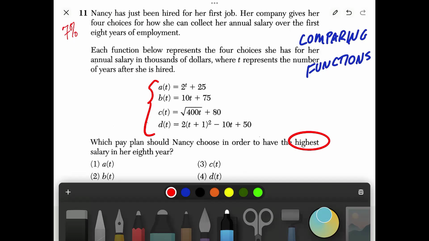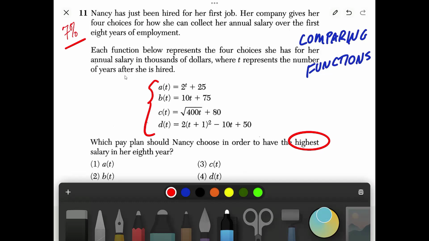Now, I want to take my time on this one because only 7% of you got it. And I want to make sure you understand it because this is not a very tough question if you know what you're looking for. So I'm going to read this. It says, Nancy has just been hired for her first job. Her company gives her four choices for how she can collect her annual salary over her first 8 years of employment. Each function below represents the four choices she has for her annual salary in thousands of dollars, where T represents the number of years after she was hired.